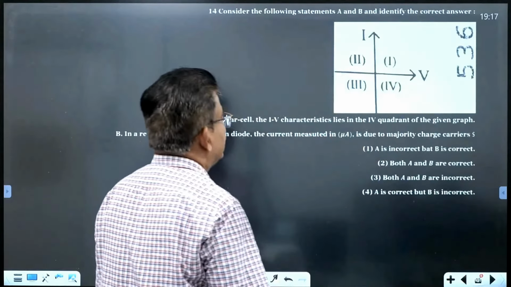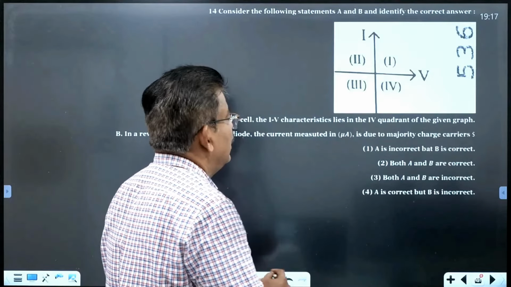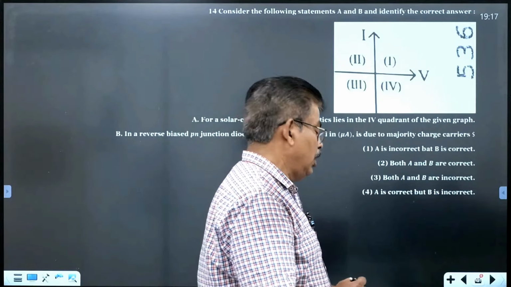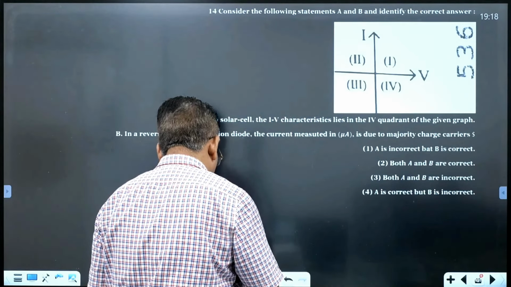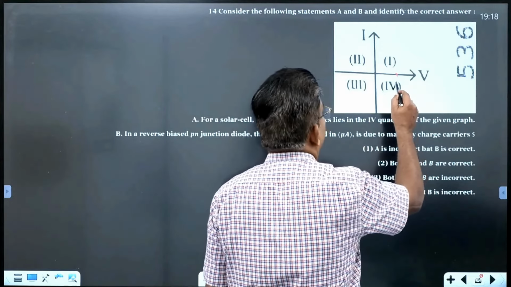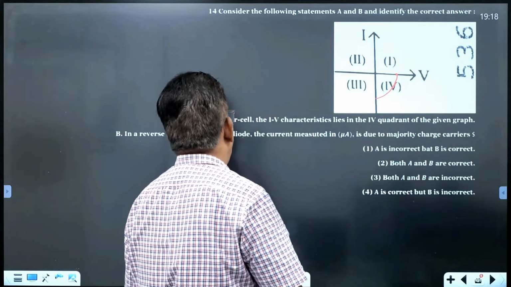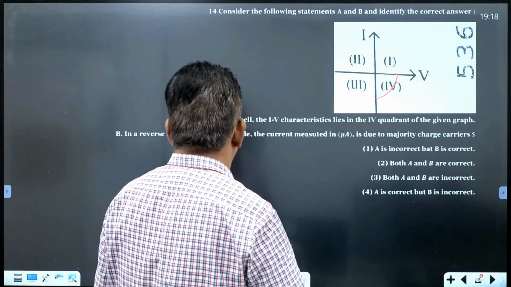Come on. Next question. We have told on a number of occasions that the characteristics of the solar cell we draw in the 4th quadrant. Yes. So the solar cell characteristics lie in the fourth quadrant. That is the correct answer.